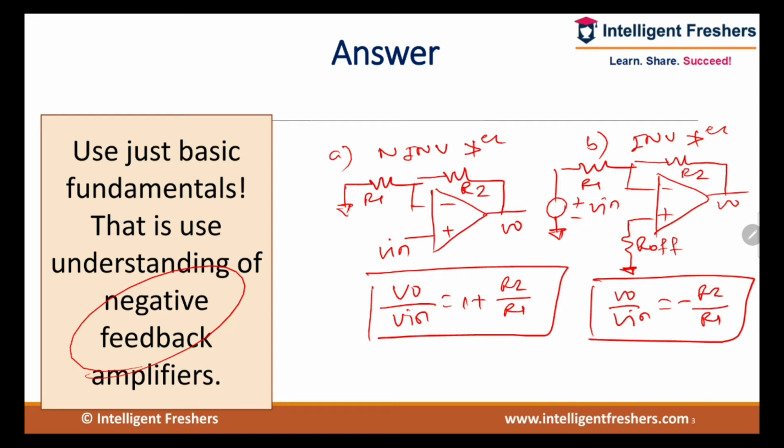And we use negative feedback because it increases the input impedance, reduces the output impedance, and improves the bandwidth. But the disadvantage is that it reduces the closed loop gain, that is, it reduces the voltage gain. So now try to use this to solve the question.